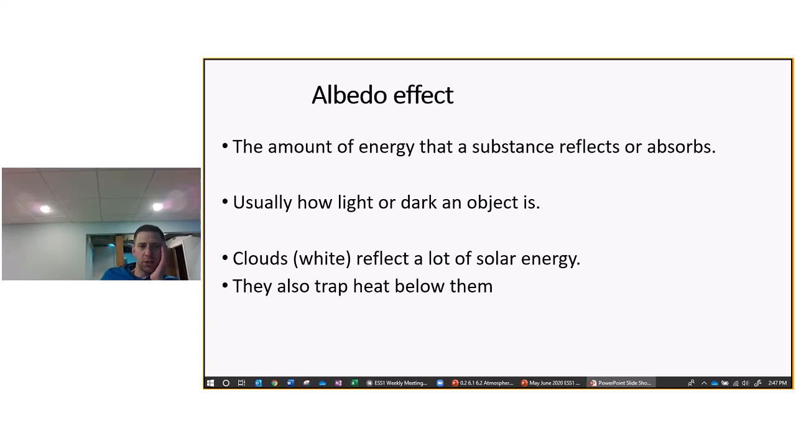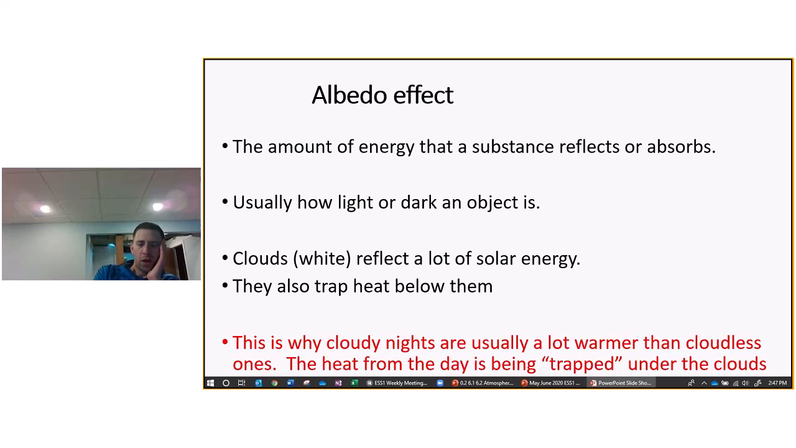Okay. Good question. So clouds reflect a lot of solar energy. They also trap heat below them. It's kind of interesting that you might notice it this summer. Cloudy nights are warmer than clear nights because all the heat from that day ends up getting trapped underneath the clouds, and so it'll stay warmer if there's clouds out at night.